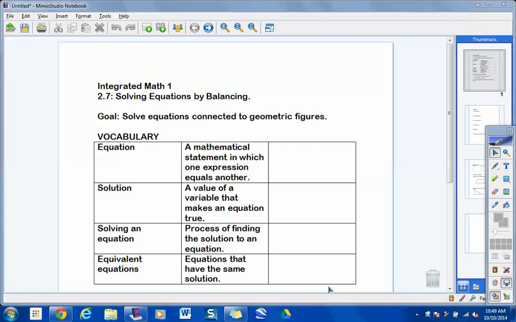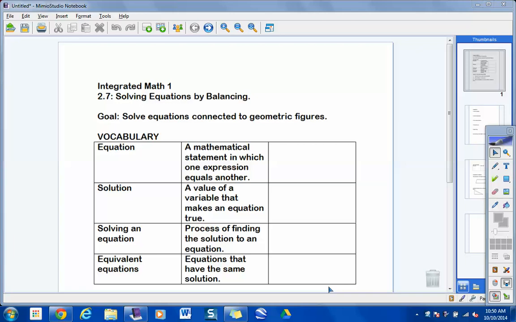I want to spend some time reviewing how we solve equations by balancing. Just a quick question. You know an equation has what kind of sign in it every single time? An equal sign. Something on the right has to equal something on the left. Does that make sense to you? Yep.